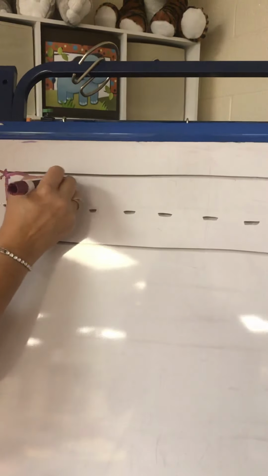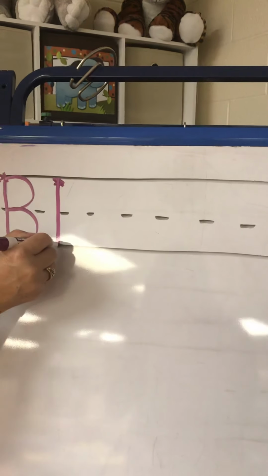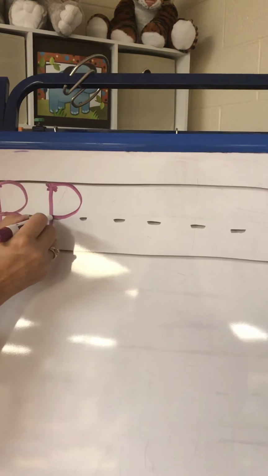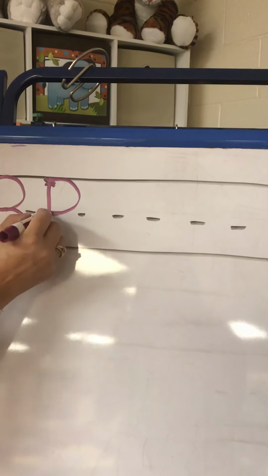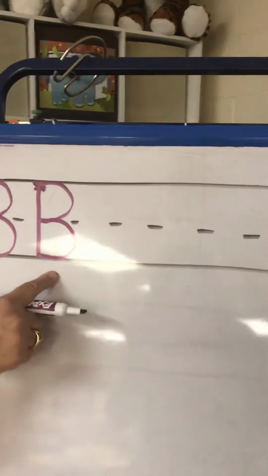Let's do another capital B. Start at the star. Big line down. Jump back to the top. Curve around. Touch the dotted line. Curve around. Touch the bottom line.